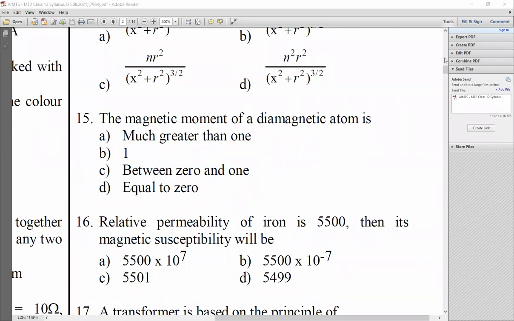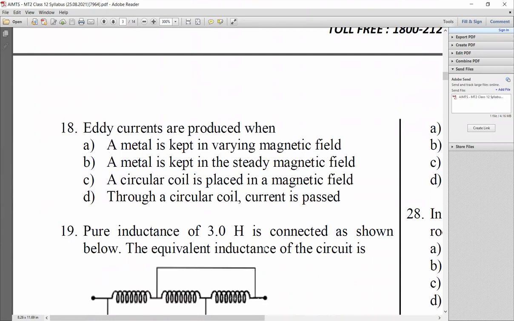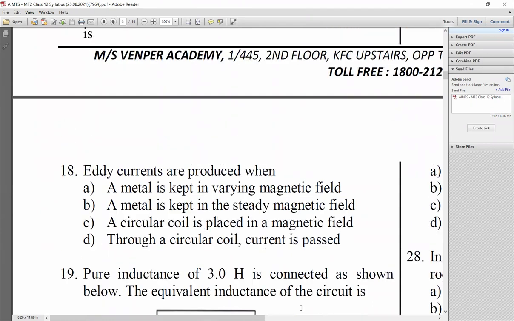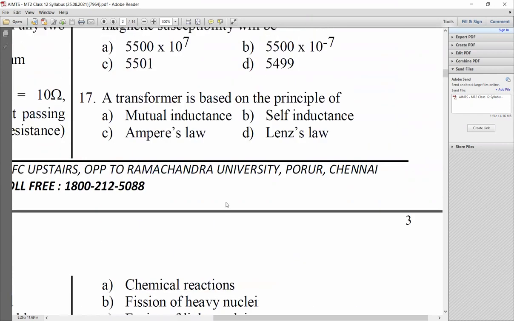Coming to question number 17. Transformer is based on the principle of mutual induction. There are two coils, primary coil and secondary coil. So current changes in the primary coil, due to which flux changes in the primary coil. Same flux, same magnetic field is passing through secondary coil. So flux will also change there. So it is based on mutual induction.